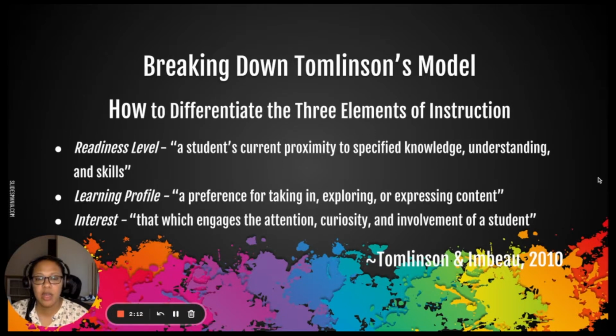Okay. So how we differentiate the three elements of instruction is the next layer of Tomlinson's model, right? And we already talked about this, the readiness level: a student's current proximity to specified knowledge, understanding, and skills, right? So how ready are they for this? How far away are they from what they need to be able to do? So where are they now? Meeting them where they are, and then where they have to go. How close are those two places, right?